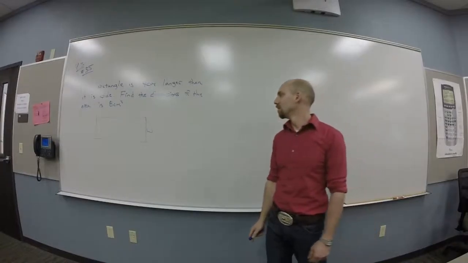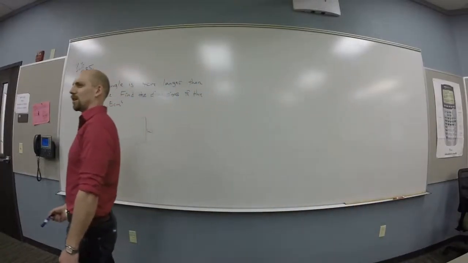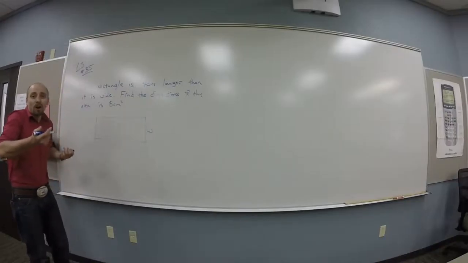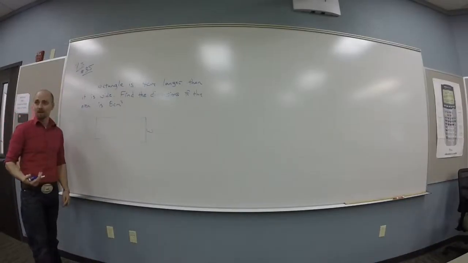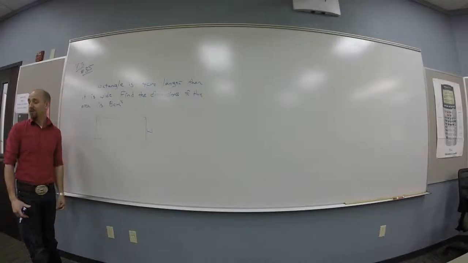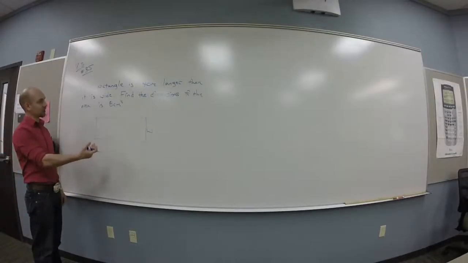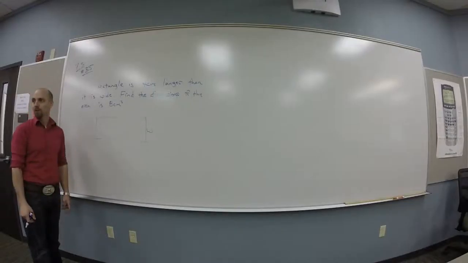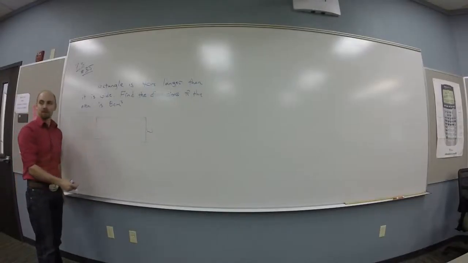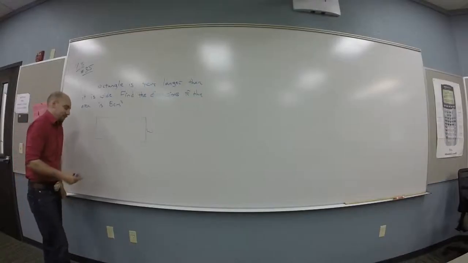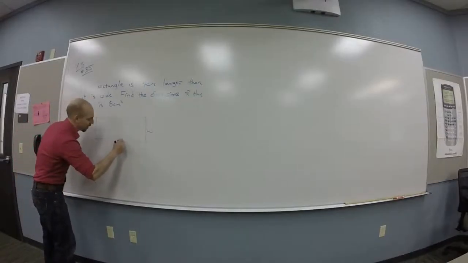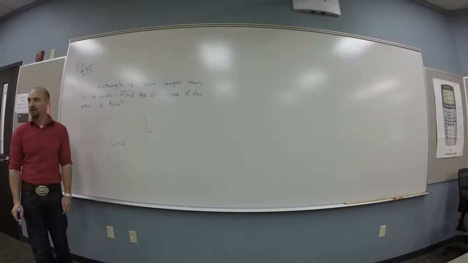W plus 4. Oh, that's a good idea. You guys all see that? Yeah. Or I could even just label the length, right? I could call it L. But I know what L is. L's 4 centimeters longer than whatever the width is. They already labeled the width, right? Okay. So we might label this side W plus 4.